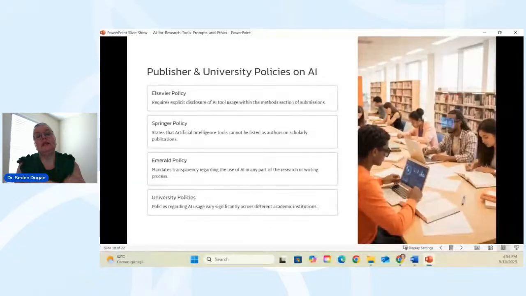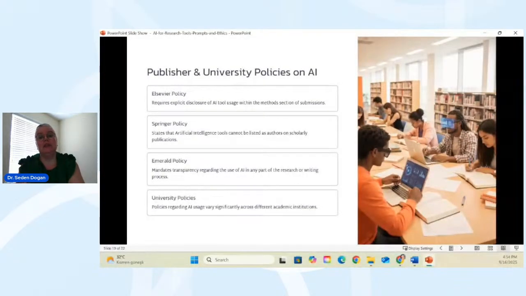And universities are aligning too, actually. Harvard's 2024 guidance warns everybody, including researchers and students and academics, not to upload confidential or sensitive data into third-party AI tools.